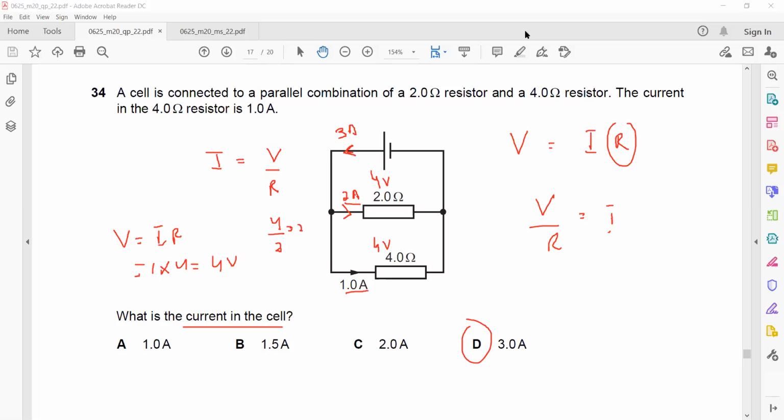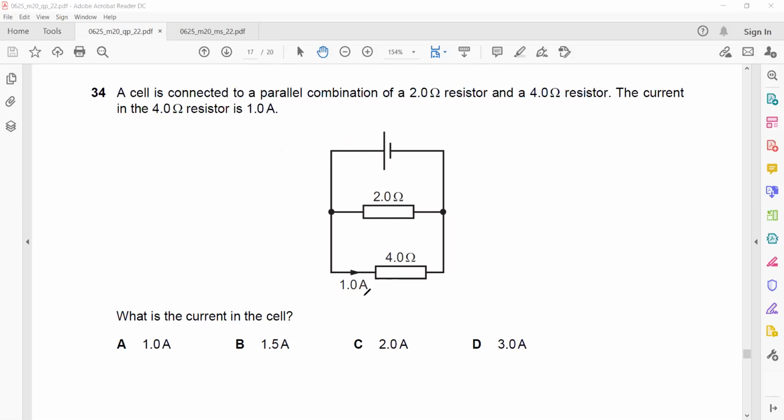There's also another way to get this answer. After getting the voltage here as 4 volts, we identify the voltage of this one is also 4 and the voltage of the battery is also 4 because all are in parallel. Now what about the total circuit resistance? It is product over sum because they are in parallel.